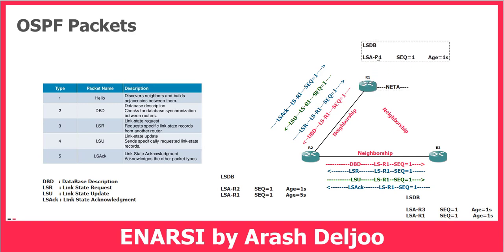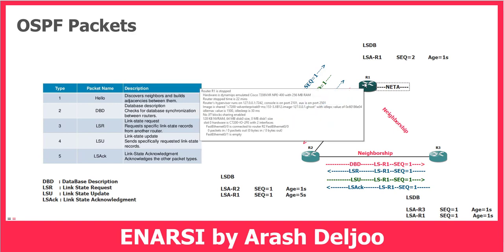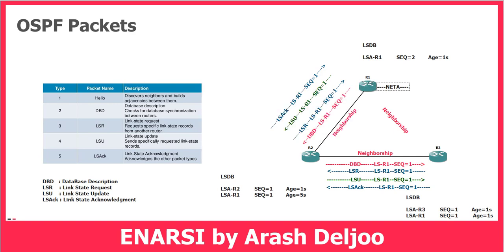Router 1 should increase its sequence number to 2, and after that it should reflect this change in its link state. Now the link state of router 1 includes this change: net A, sequence number 2. You know that router 1 should inform other routers about this change.